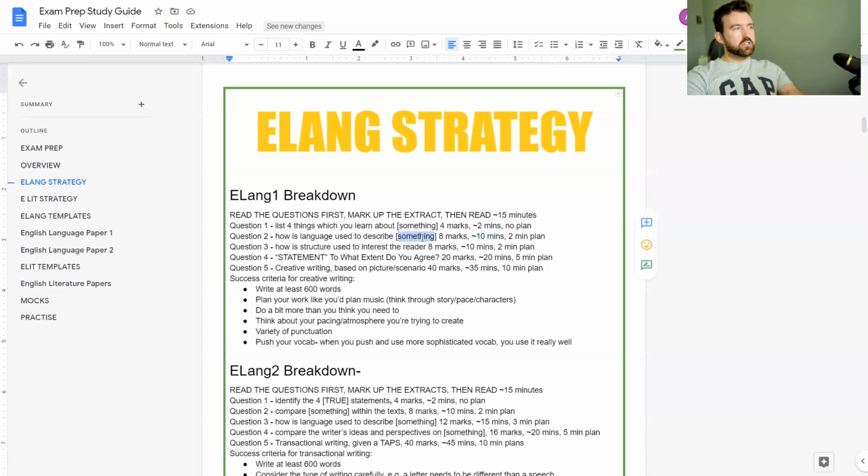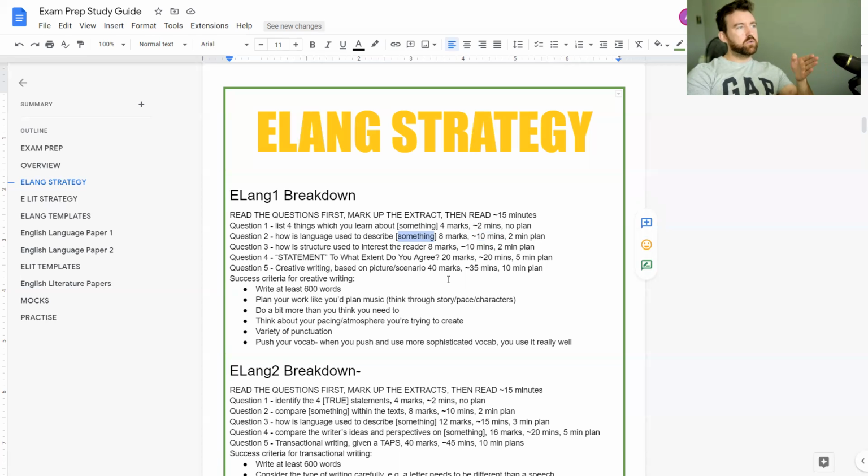How is language used to describe something? It could be how is language used to describe the character, the setting, whatever. With this question 2, you want to do 2 paragraphs and 2 quotes which you analyze per paragraph. Two quotes per paragraph, 2 paragraphs total. About 300 to 500 words is plenty.